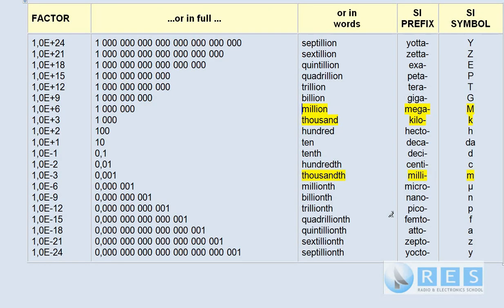You'll find this slide in the document folder of your DVD if you're watching this course on a DVD through the Radio and Electronics School.